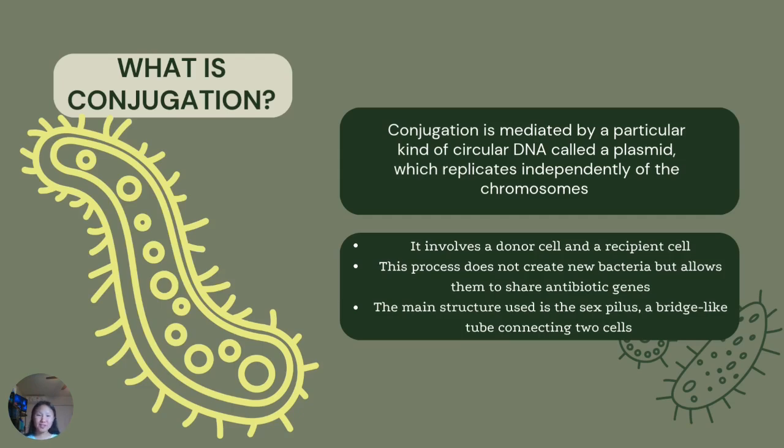So, what is conjugation? Conjugation is mediated by a particular kind of circular DNA called a plasmid, which replicates independently of the chromosomes. It involves a donor cell and a recipient cell, in which the process does not create new bacteria but allows them to share antibiotic resistant genes. The main structure in these plasmids is the bridge-like structure that connects the two cells.